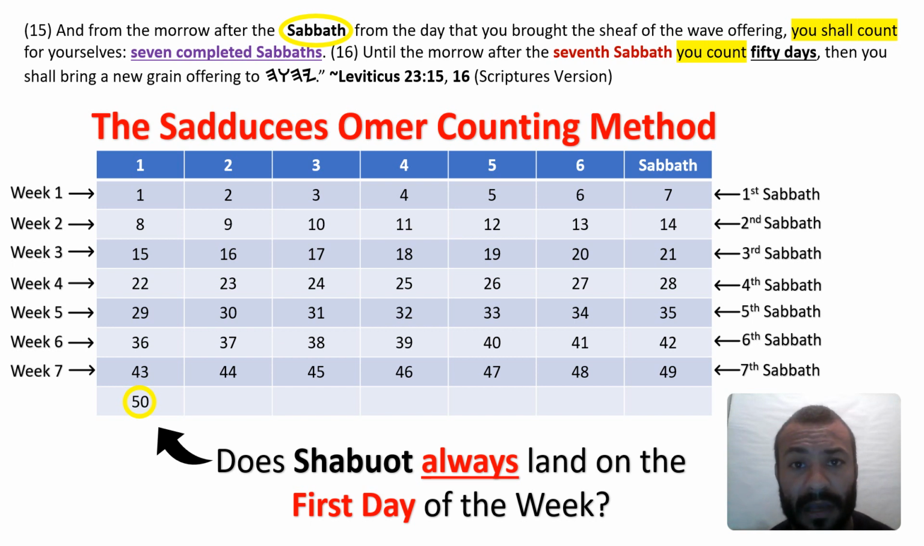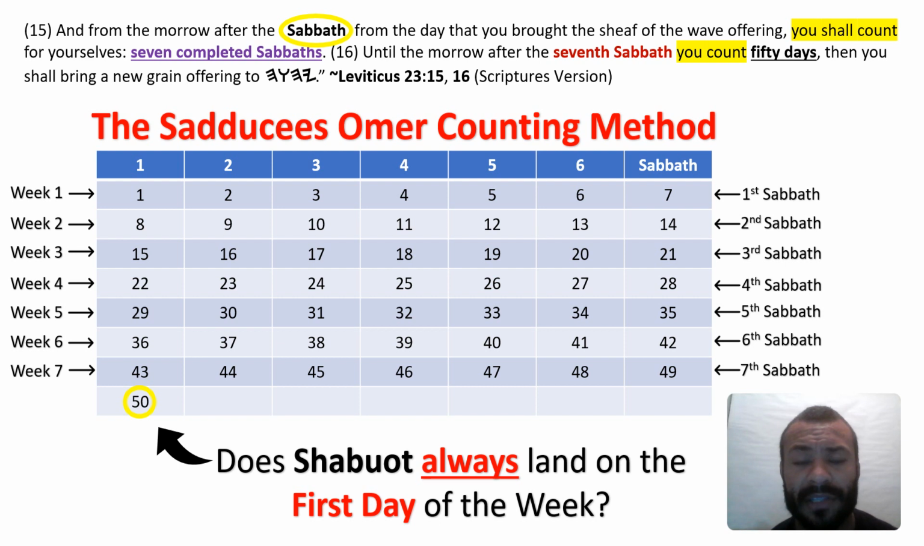Now, in the last message, we talked a little bit about whether Shabuot always lands on the first day of the week. And we looked at Exodus chapter 19, where it mentions 4 times that Yah gave the Torah on the third day. And I highly recommend you check out the links that will be attached to these teachings, and there will be 2 great articles that go into a lot more detail about how to count the Omer and also that third day mentioned in Exodus chapter 19.